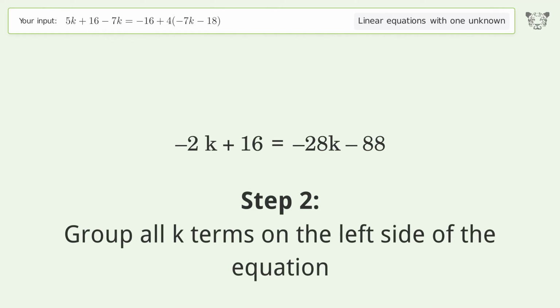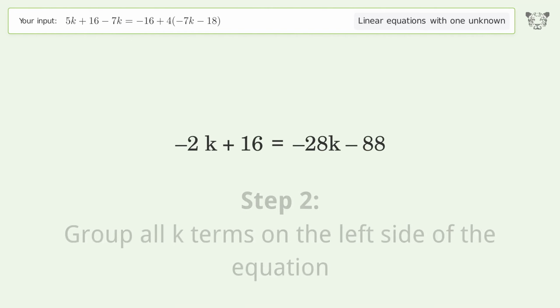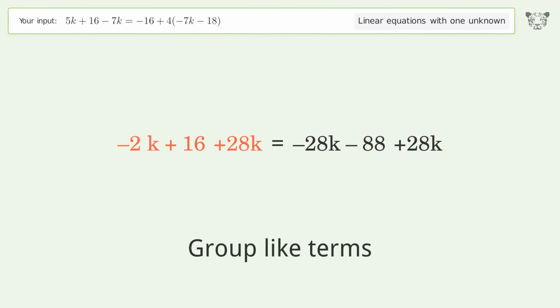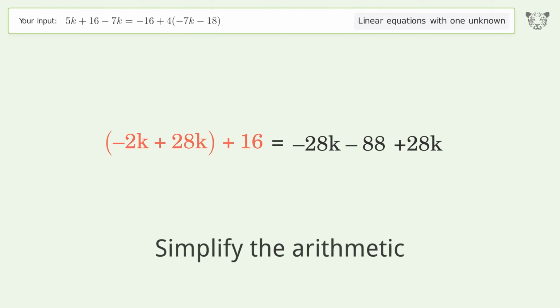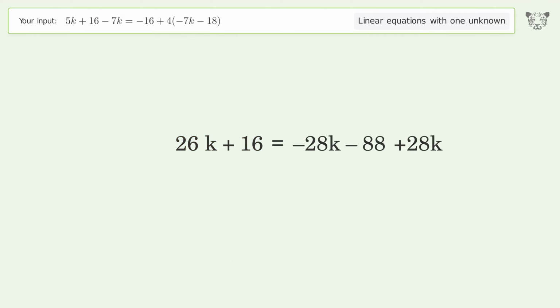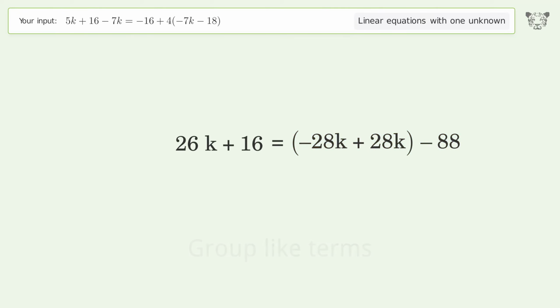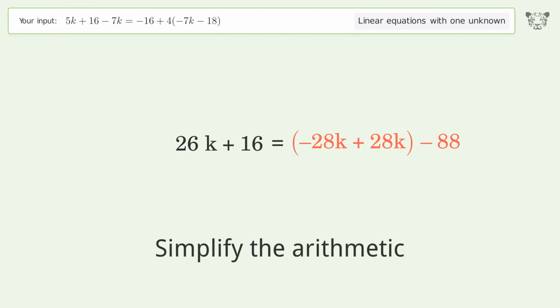Group all k terms on the left side of the equation. Add 28k to both sides. Group like terms. Simplify the arithmetic. Group like terms. Simplify the arithmetic.